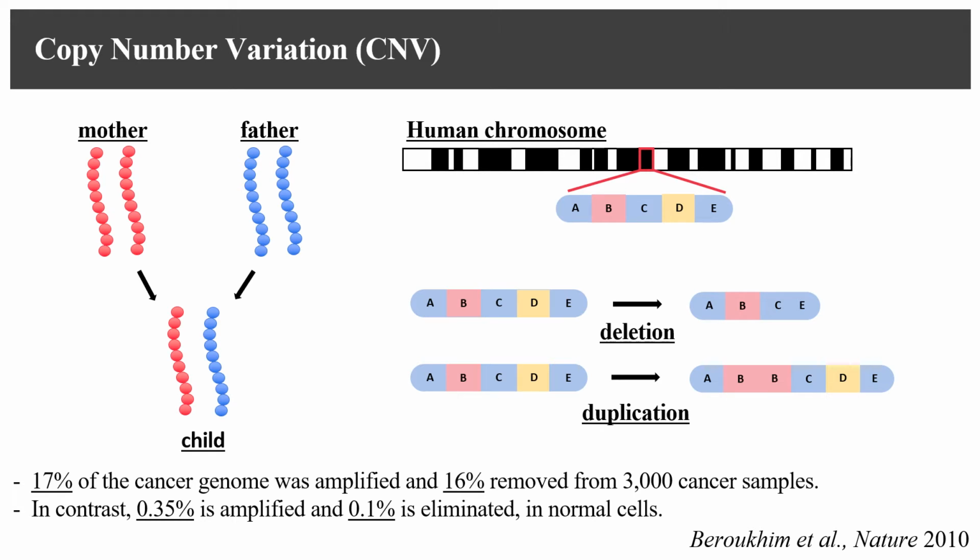According to a 2010 report in Nature, approximately 3,000 cancer samples were analyzed, with 17% of cancer cell genomes amplified and 16% removed. Normal cell genomes are approximately 0.35% amplified and 0.1% deleted.